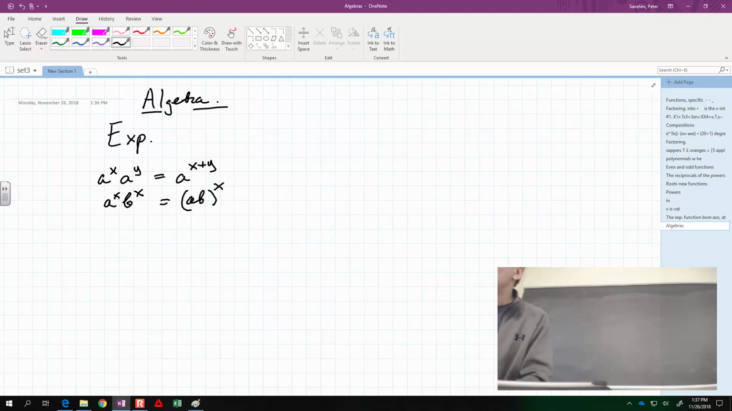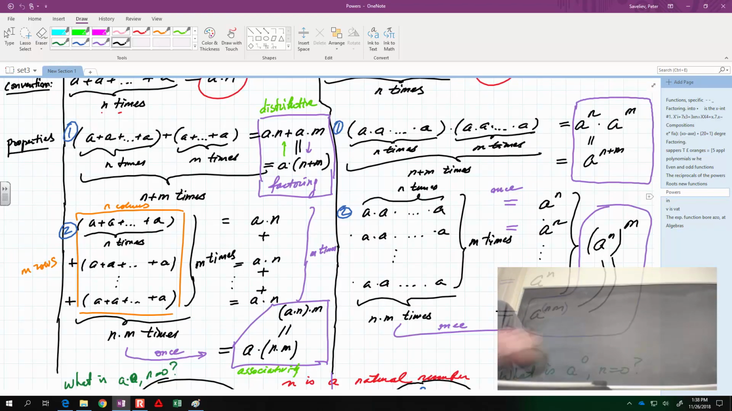Okay. And the third one is (a^x)^y is equal to a^(x·y). Once again, counting. You multiply a by itself x times, and then you do it y times. Altogether, you end up with an x by y table of a's, and then how many a's do you have here? x times y. So this is the table I was talking about. So it's entirely about counting.